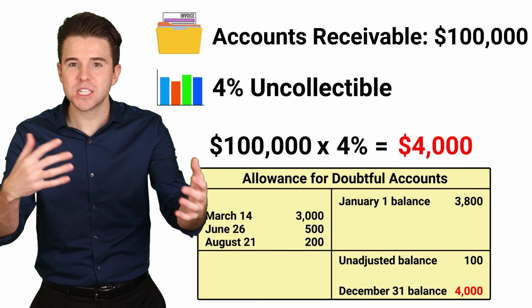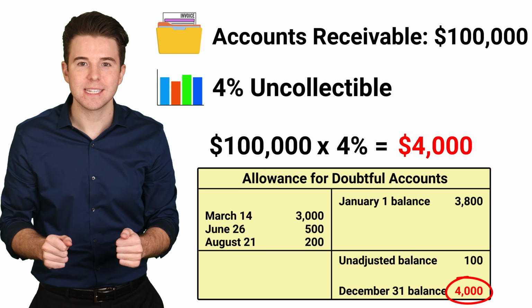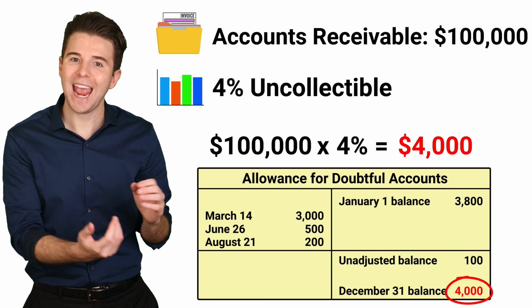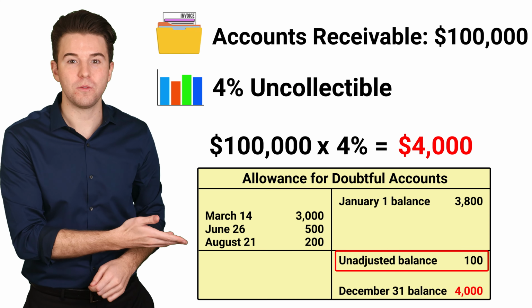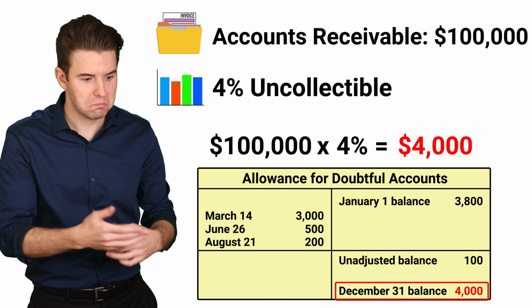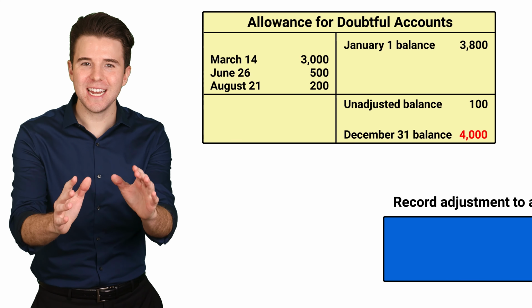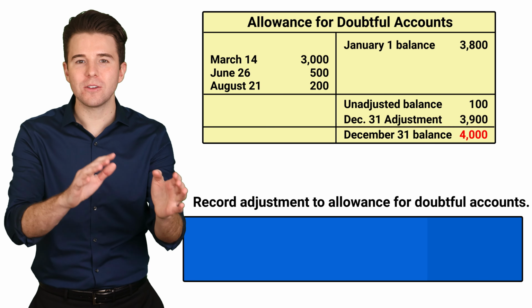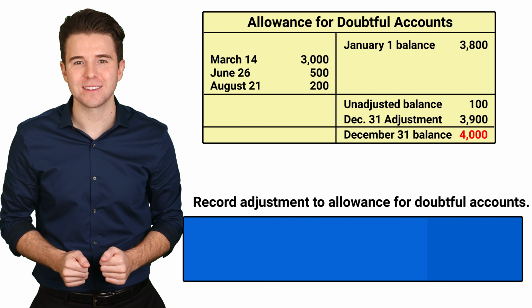Now, like we just calculated, we want to have a $4,000 credit balance in the allowance for doubtful accounts at the end of this year. So, to get from a credit balance of 100 to a credit balance of 4,000, what do we do? Well, we record an adjusting entry that adds 3,900 to our credit balance in our allowance for doubtful accounts.